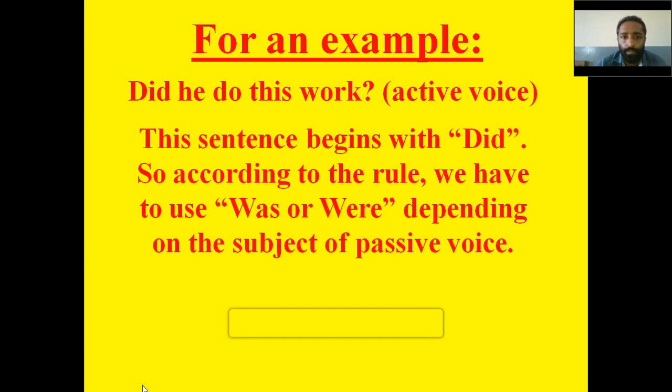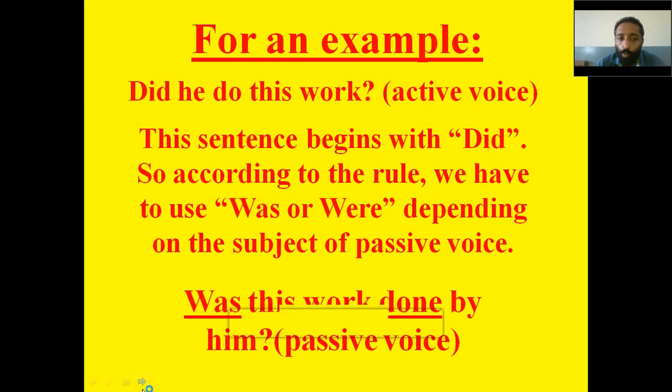The sentence begins with the word did. So according to the rule, we have to use either was or were depending on the subject of the passive voice. So what is the subject here? That is this work. That is a singular subject. So we have to use the word was. Was this work done by him?